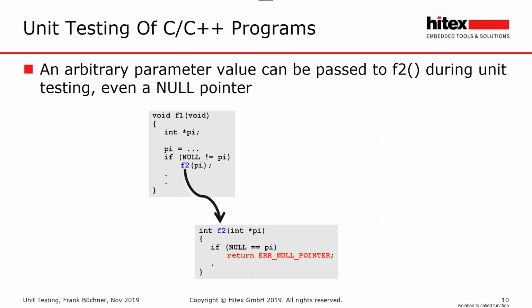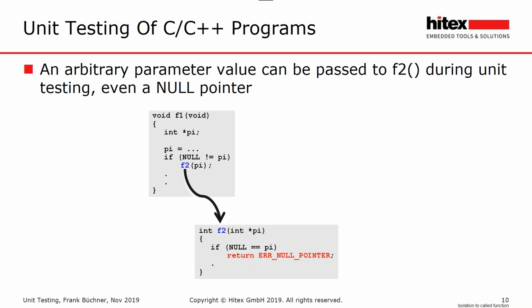But if you perform unit testing of F2, it's technically quite simple to pass a null pointer to F2, and this allows you to see if the null pointer is detected correctly and also if the correct value is returned. And this also allows you to have 100% code coverage for F2. So code coverage should be measured during unit testing.